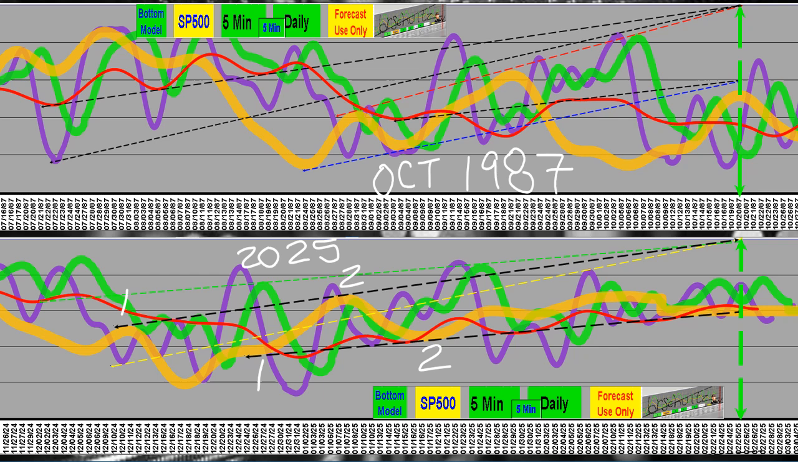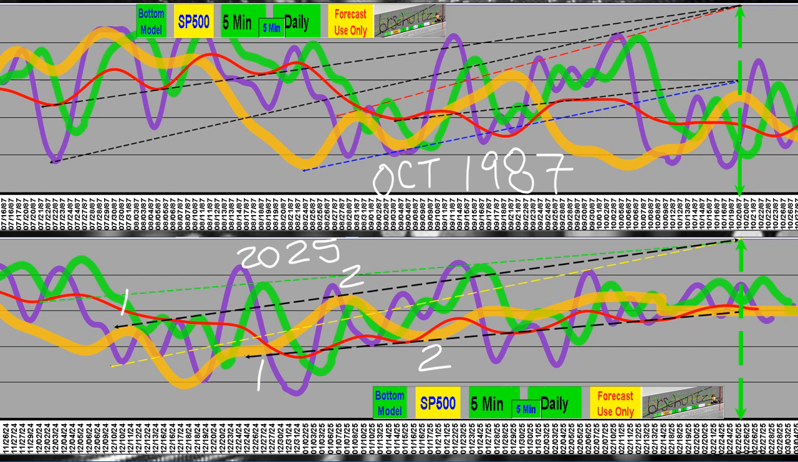Well, you can see the top of the two crests in the gold wave. On 2025, I've labeled them as 1 and 2 on the top and then 1 and 2 on the bottom. Now, the 1 and the 2 on the top showed up in 1987. You drew a trend on top of the two tops of the gold wave, and with the red line there in 1987, at the top of the graph, it hit October 20th, 1987.